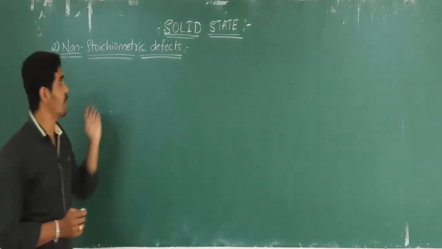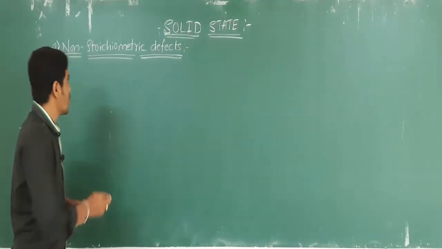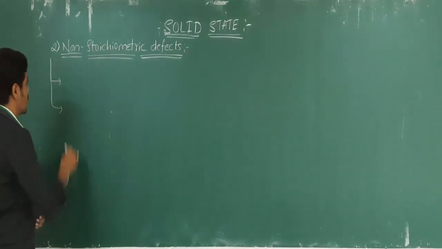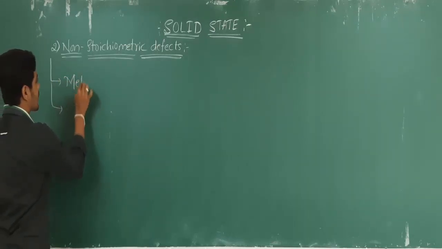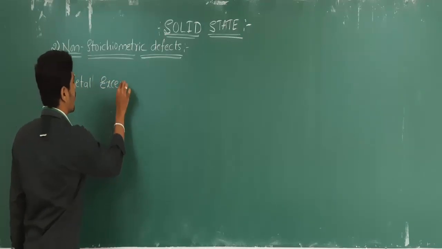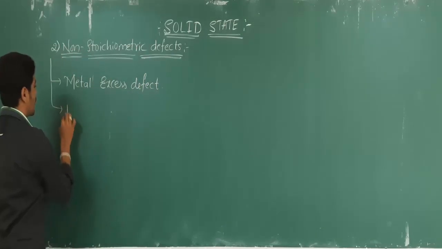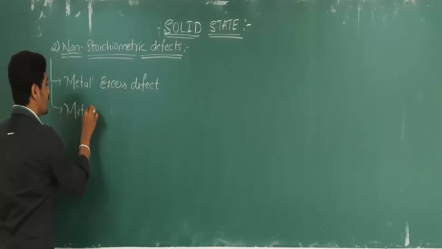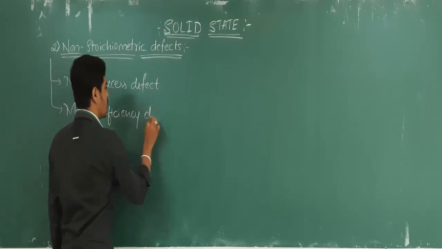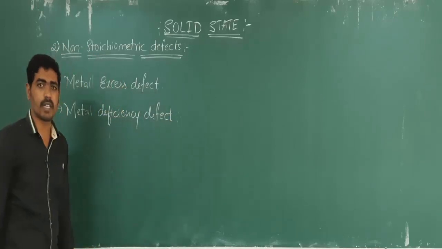So what are the different types of non-stoichiometric defects that we study? Here the non-stoichiometric defects are classified into two types. One is metal excess defect. And another type of non-stoichiometric defect is metal deficiency defect. So these are the two types of defects that we observe in non-stoichiometric defects.